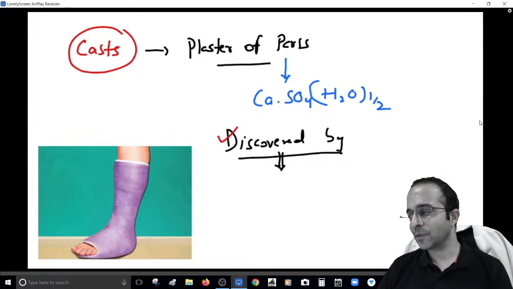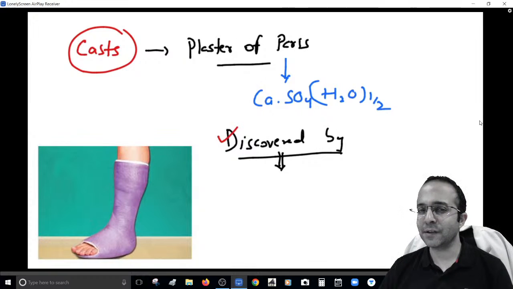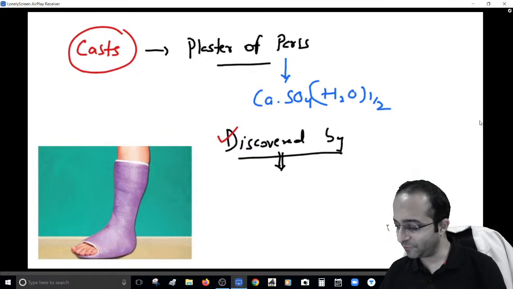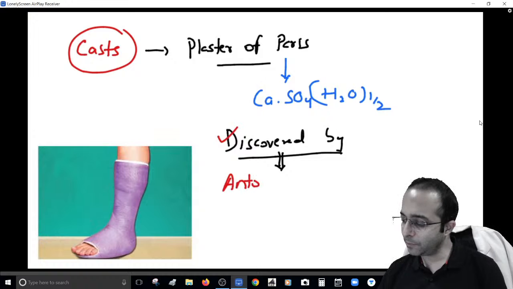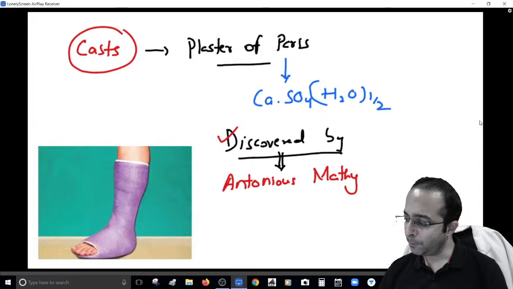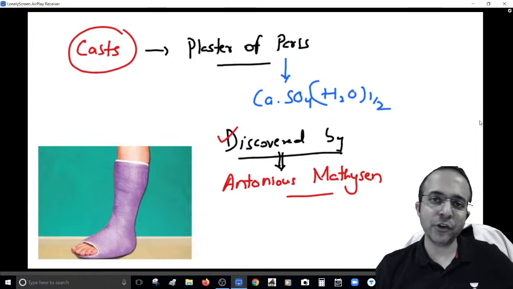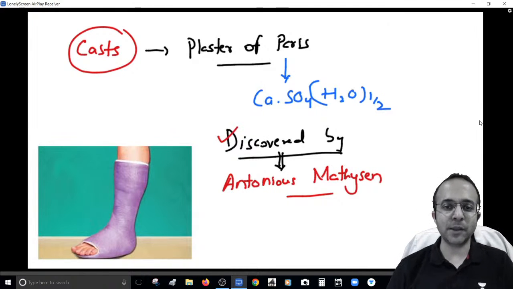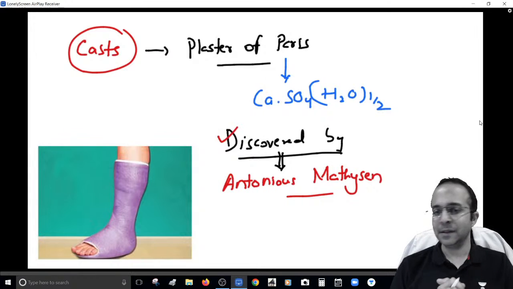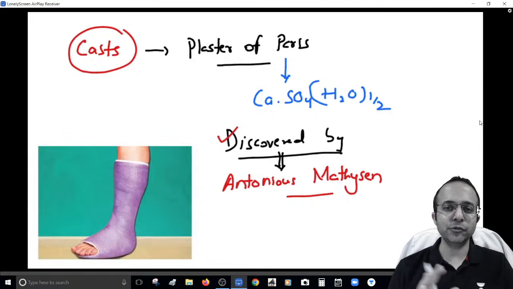Okay? Alright. So anyone who can help me out who discovered plaster of Paris? An old NEET PG question. Alright, no problem, I'll help you guys. It was discovered by this gentleman, Antonius Matheson. So he was an army general. He is the one who discovered this plaster of Paris, and all these things started casting, applying plasters, and we made multiple uses of plaster of Paris.